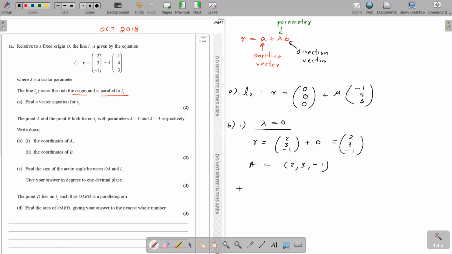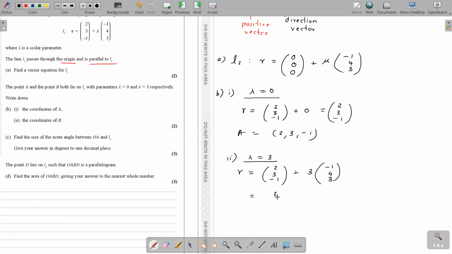And then the next one, Roman numeral 2, the coordinates of B. For B, they say lambda is 3. So r equals a, where a is (2, 3, -1), plus lambda, which is 3. I'm replacing the lambda here with 3, times the direction vector (-1, 4, 3). So let's open the bracket and simplify: (2, 3, -1).